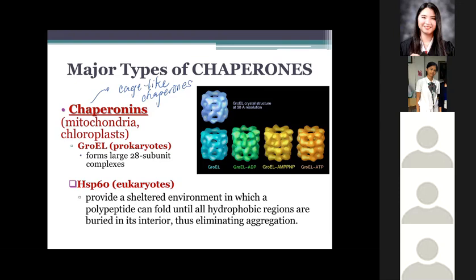So I repeat, cage-like chaperones, we have two types. For prokaryotes, we have GroEL. GroEL talaga yung pangalan niya. And then for eukaryotes, we have HSP60, okay? Heat shock protein 60. So take it all together, that's the end of the first auxiliary protein. Ang first auxiliary protein natin ay chaperones that assist in folding.